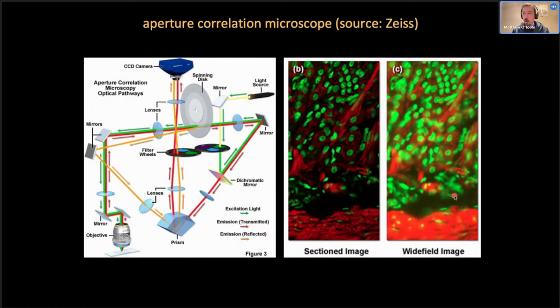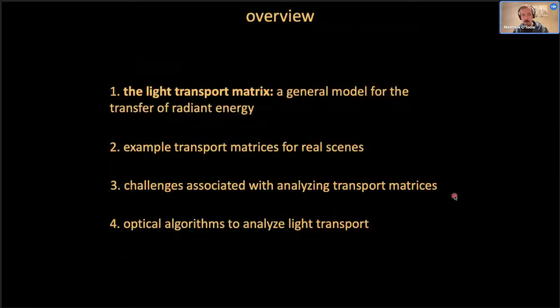So with that, that's a general overview of some of the different types of topics that you might relate to or think about when we talk about light transport analysis. Each one of those is making use of some type of light source, some type of camera, and computation in the mix to actually do some interesting tasks. And so for the rest of this talk, I'm going to talk about this light transport model. This is a general model for describing the transfer of radiant energy. And we'll use this for a couple of different tasks. So we'll talk about some examples of these transport matrices for real scenes, the challenges associated with working with these matrices. And I'll introduce, if we have enough time, some algorithms that we can use to analyze these matrices.